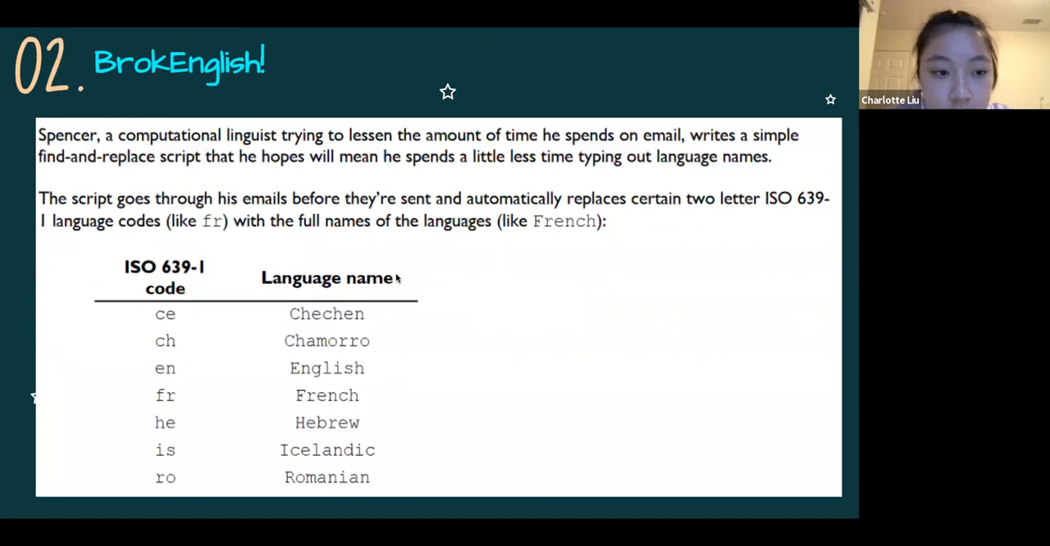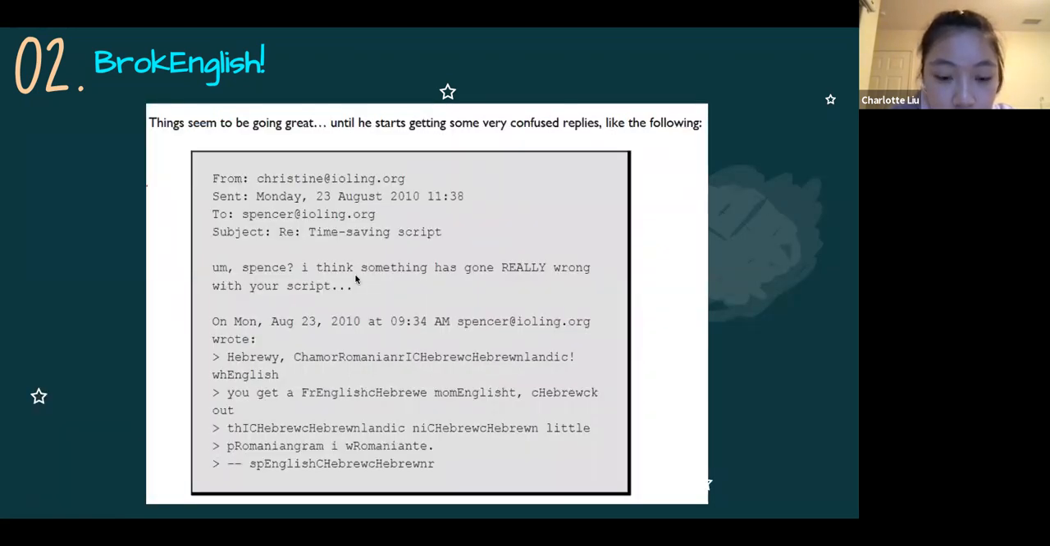Okay, so going to go into the second question. So this one, this person has a program where when you have 2 letters, it switches those 2 letters to the name of a language. So for example, when he puts the letters CE, it changes to that language name. So this is the first part.